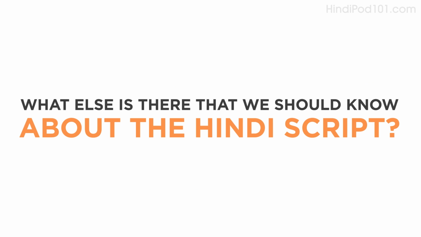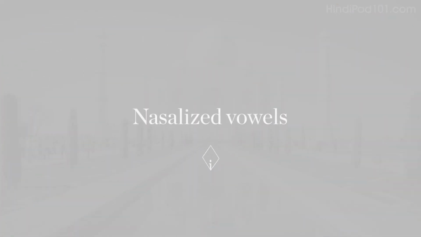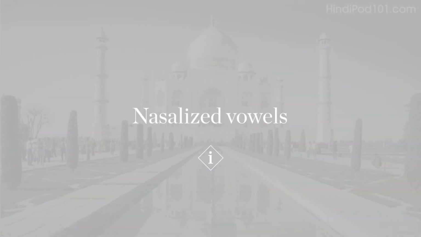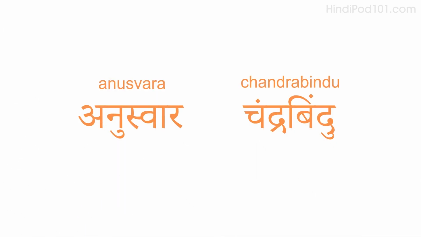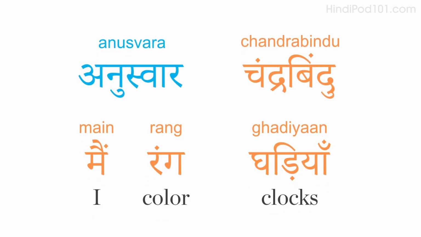What else is there that we should know about the Hindi script? There are two more things you will often notice in the Hindi script, and that's called the Anuswar and the Chandra Bindu. What does that look like? The Anuswar appears as a dot, and the Chandra Bindu is the moon dot.